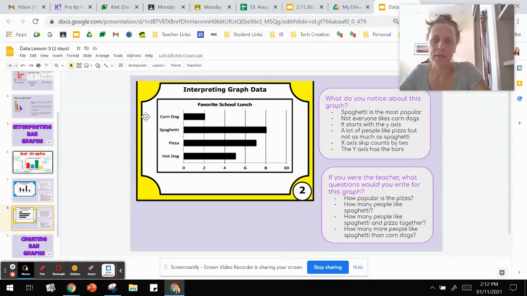So please write to me in Google Chat one thing you notice about this graph. And if you were the teacher, what question would you ask for this graph?